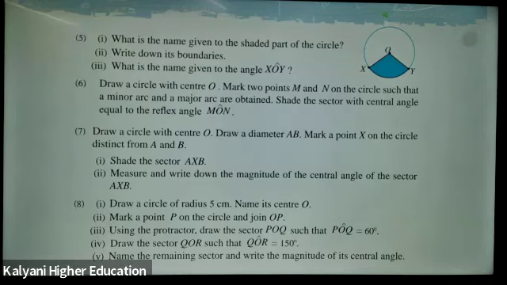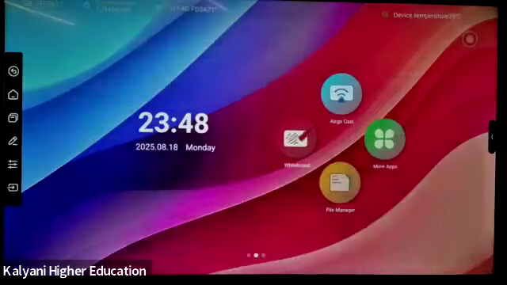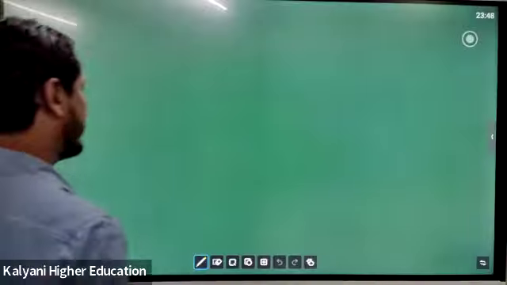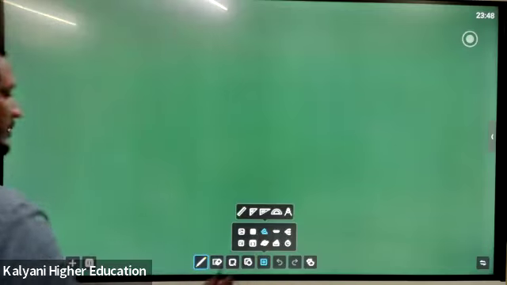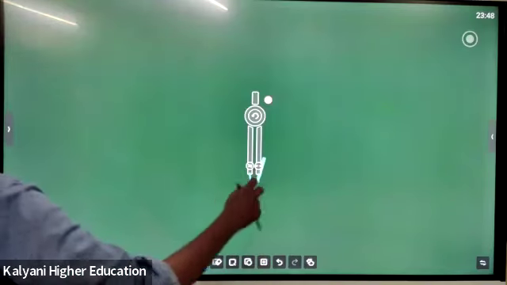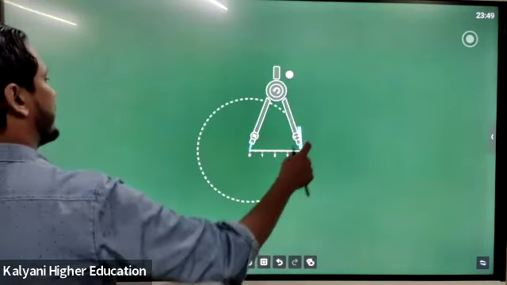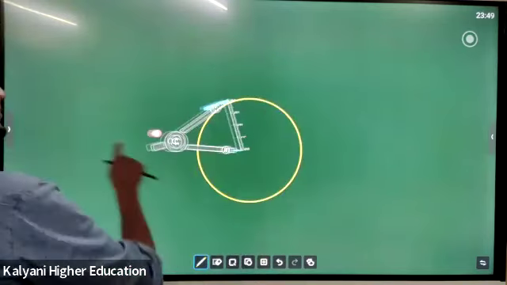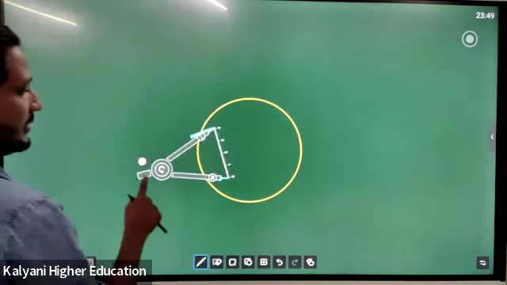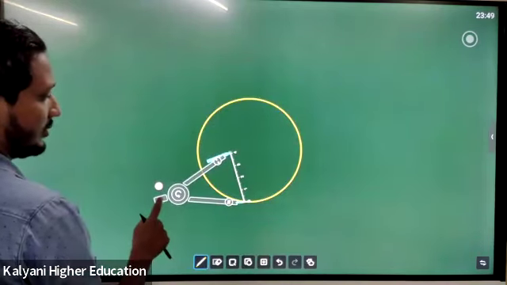First, what to do? Read the question. Draw a circle with center O. I'll draw it. It's too big, it's enough. Start from here. Draw a circle. Then center O.